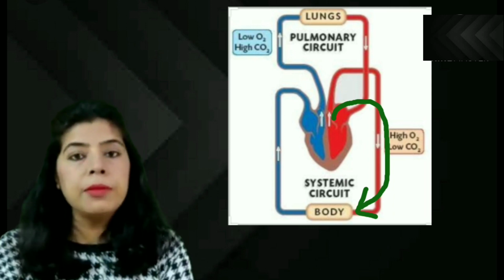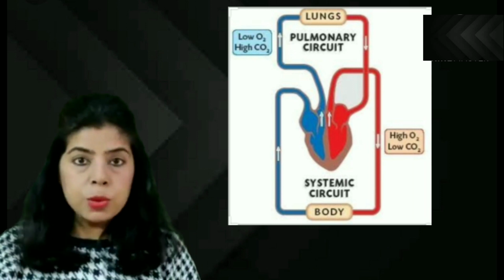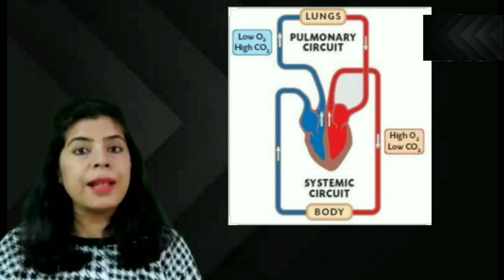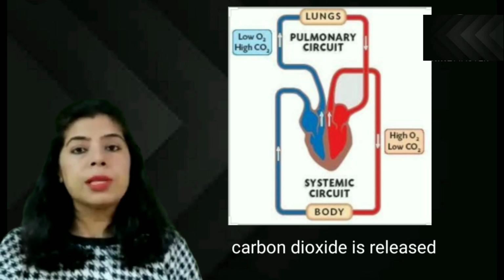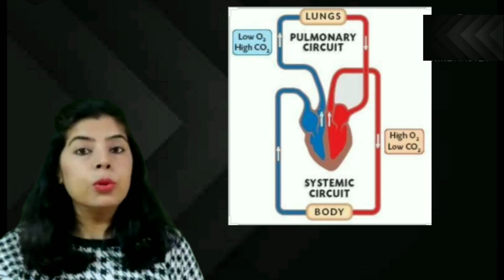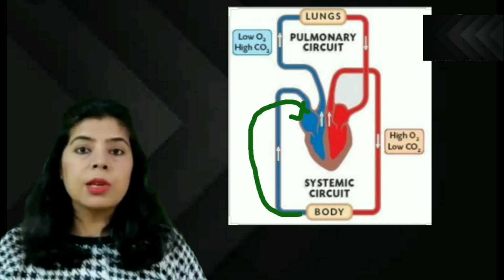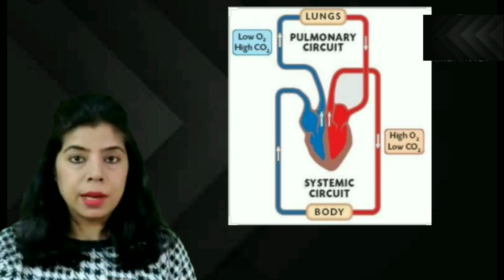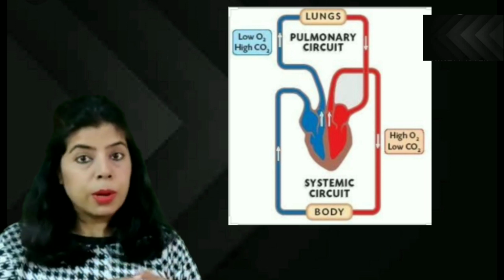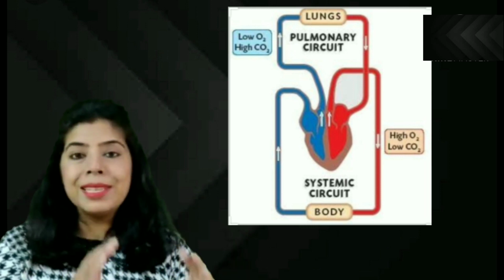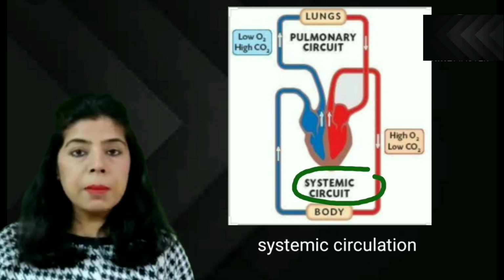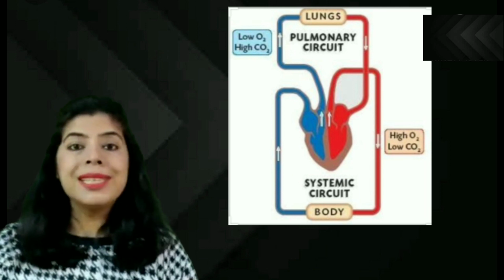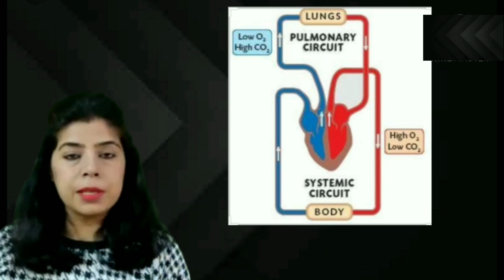When this oxygen containing blood reaches all parts of the body, the oxygen is used up for cellular respiration, okay? The tissues and cells do cellular respiration and they release carbon dioxide. Now this carbon dioxide containing blood will come and go to the right side of the heart. So this circulation which supplies the blood to the tissues and cells forms one circuit. This is only one circuit which has been formed, and this is called systemic circulation. Systemic means the circulation which is going and giving the oxygen containing blood to the cells and tissues. So this is one circuit which is systemic circulation.